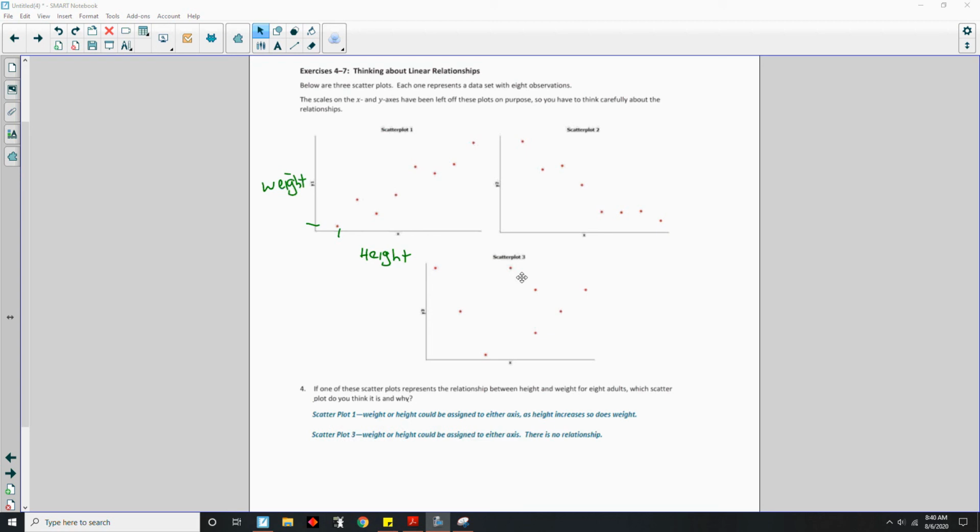Now, if we look again at scatter plot 3, we could also say weight or height could be assigned to either axis and that there is no relationship. It doesn't matter how tall you are, you can have someone heavy and short or heavy and tall, or light and short, or light and tall. So if you think of it that way, this could be a scatter plot for height and weight with no correlation between the two, or no relationship.